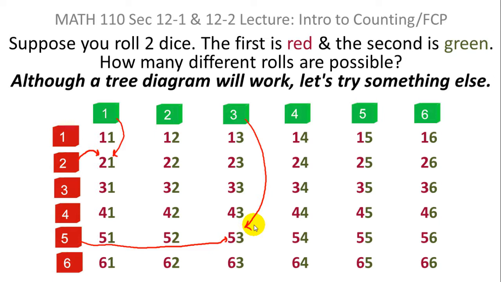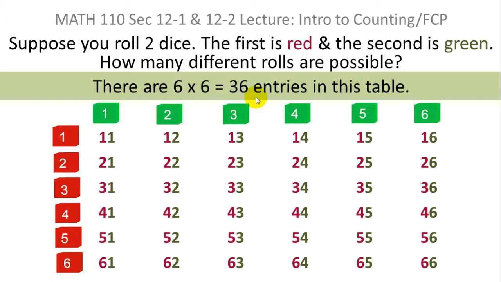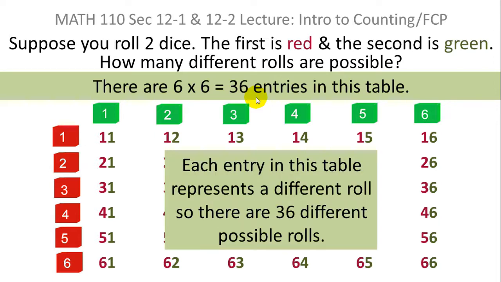And it only takes a glance to see that this is a 6 by 6 rectangle, which is actually a square, 6 by 6. So there'll be 36 entries in this table. So there are 36 possible combinations. Every entry in that table represents a different roll, and there are 36 of them.